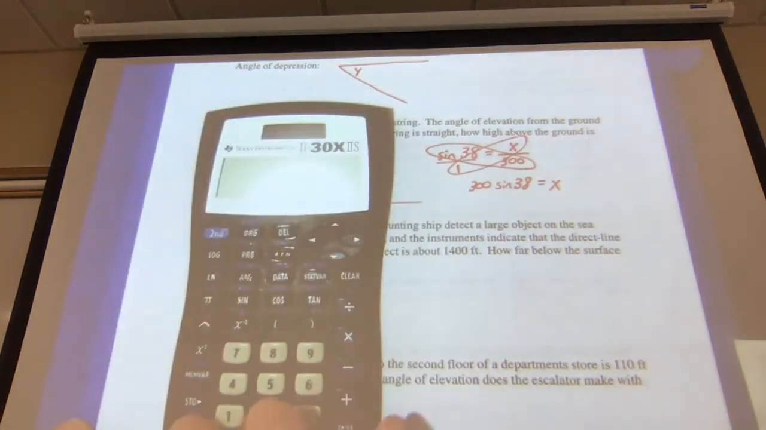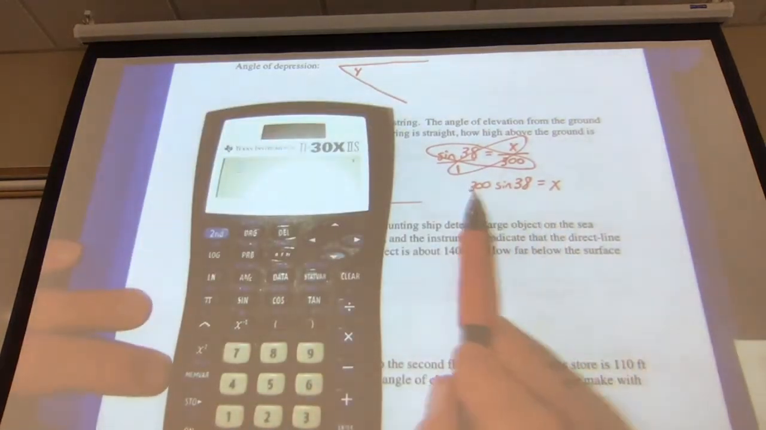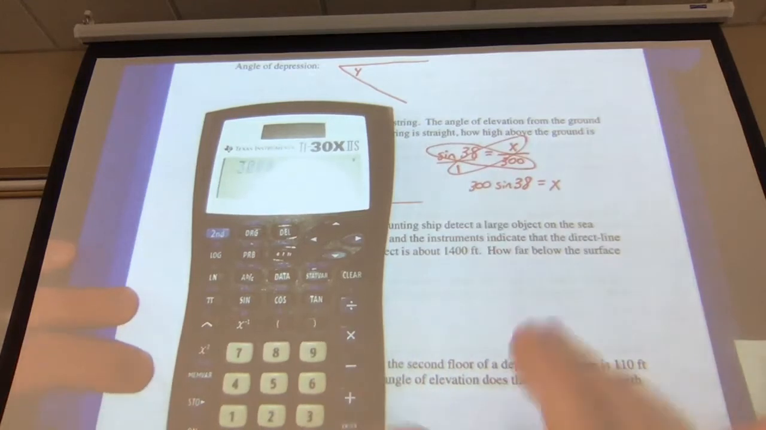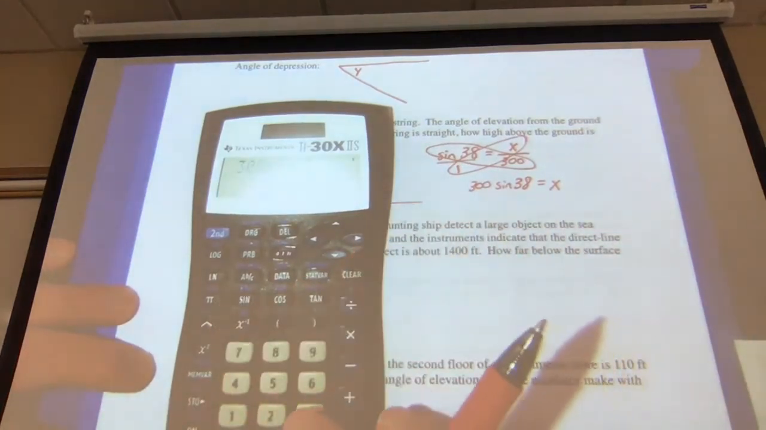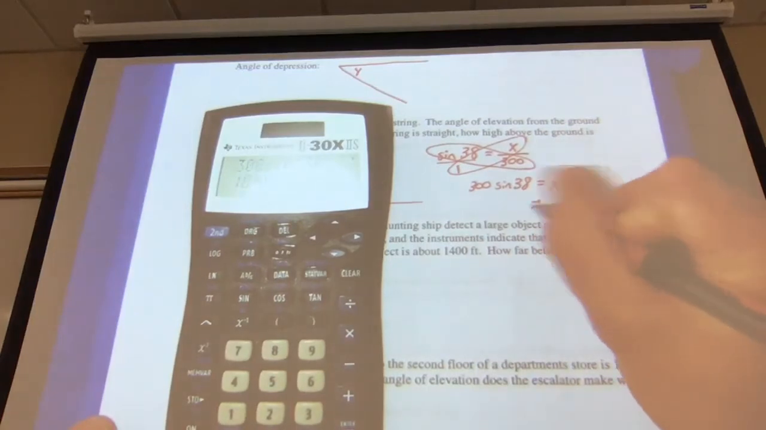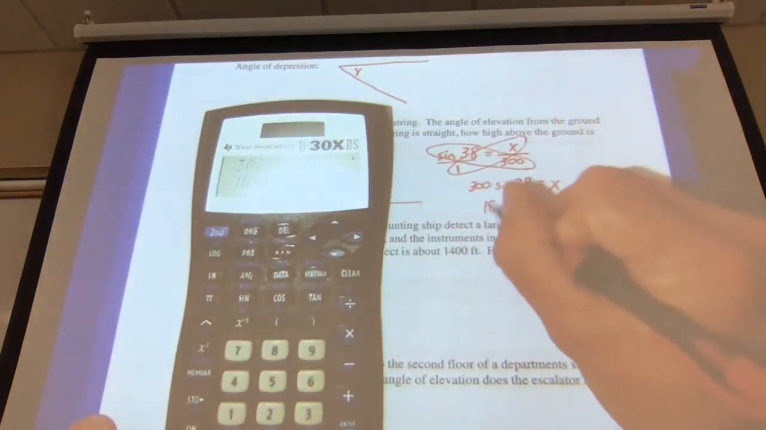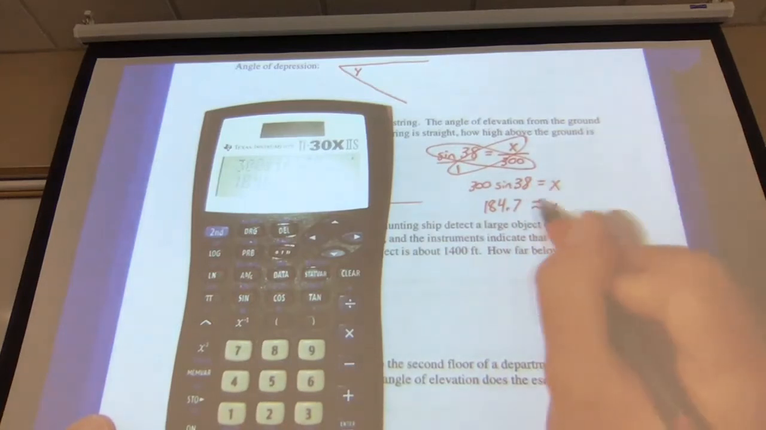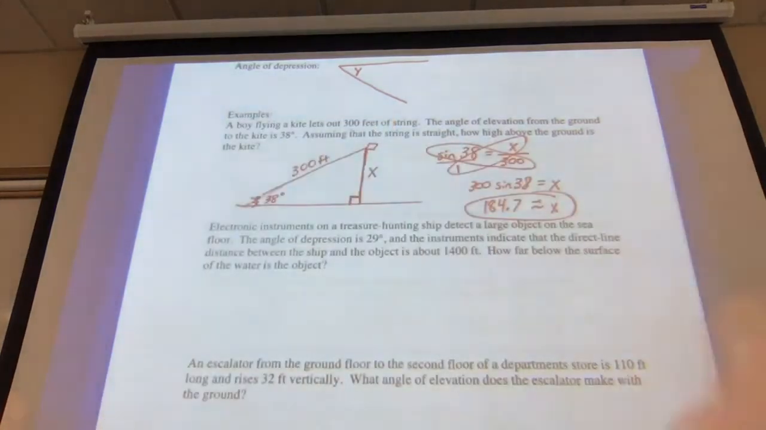And now you can go to your calculator. On the calculator, you put it in just like it looks: 300 times the sine of 38. And that's going to be about 184.7. They don't tell us what to round to. So if you want to round off to 185, that would be fine. On the test, you'll just have to watch for directions as to what they want you to round it to. All right, there's your first one. Now let's do another one.